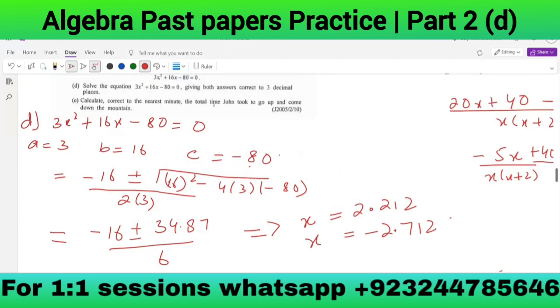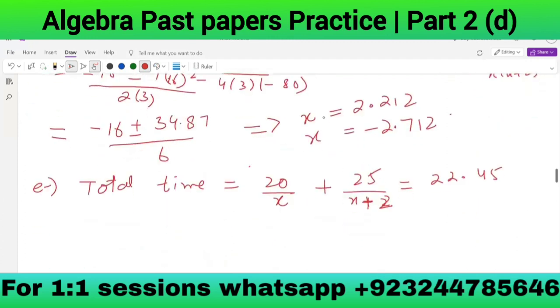Calculate correct to the nearest minute the total time John took to go up and come down the mountain. So he took 20 by x minutes to go up and 25 by x plus 2 minutes to go down. So the total time should be added. You do the calculation again. 20 divided by 2.2 plus 25 divided by 2.2 plus 2. You get 15.04. We're getting 15.04.